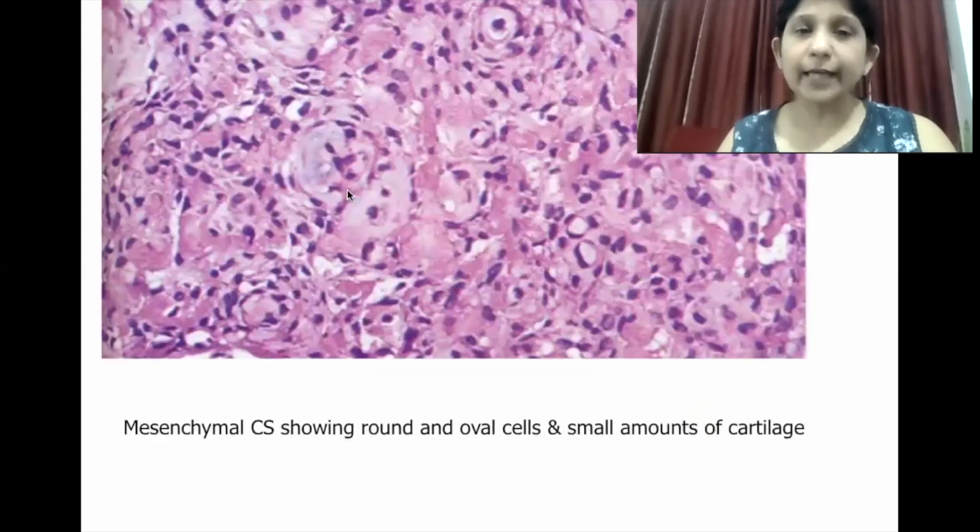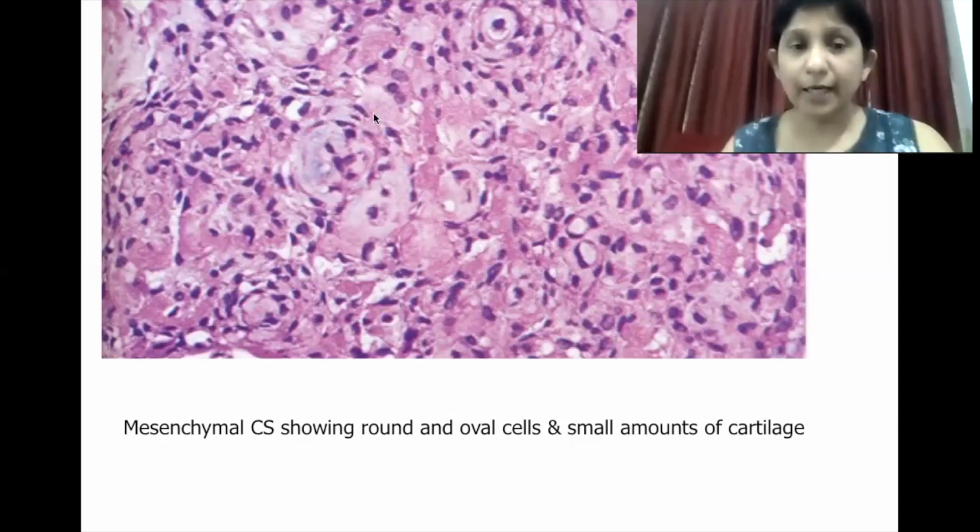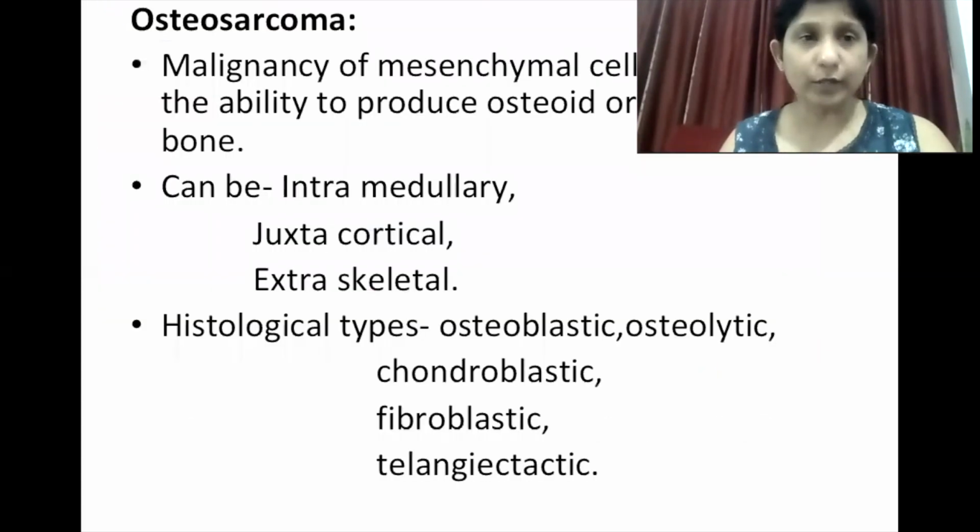So this is again a mesenchymal chondrosarcoma showing round and oval cells and small amounts of cartilage. You can see that small cartilaginous elements are there. Over here you can see small cartilaginous elements, but it is more or less very cellular in nature. So that's a mesenchymal chondrosarcoma.